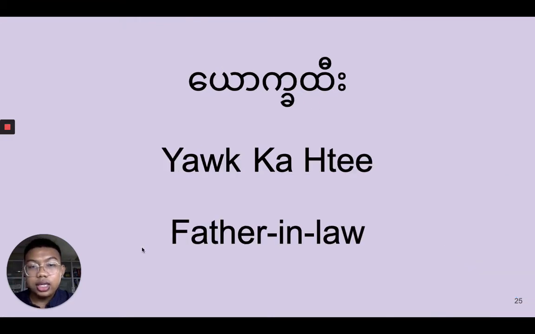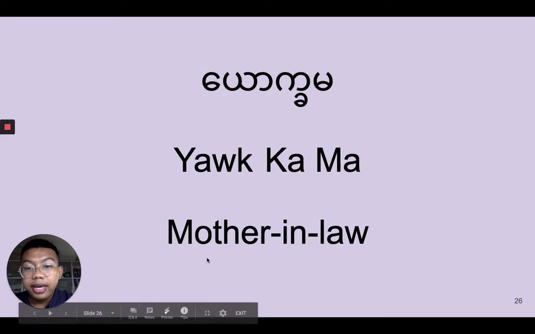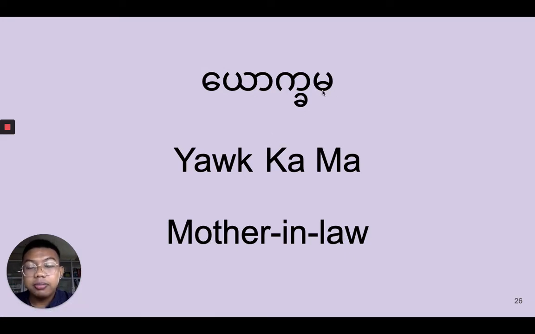Now I want to introduce in-laws. Father-in-law is yao ka ti. Ti indicates a male identity. So yao ka ti is father-in-law. For female identity, it's ma. So yao ka ma means mother-in-law. Yao ka ti for father-in-law, yao ka ma for mother-in-law.